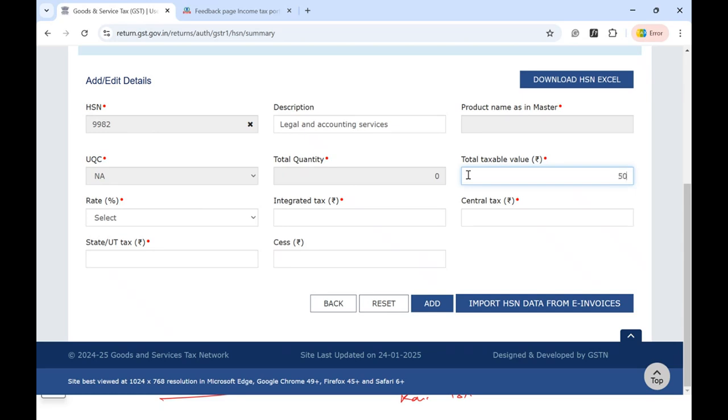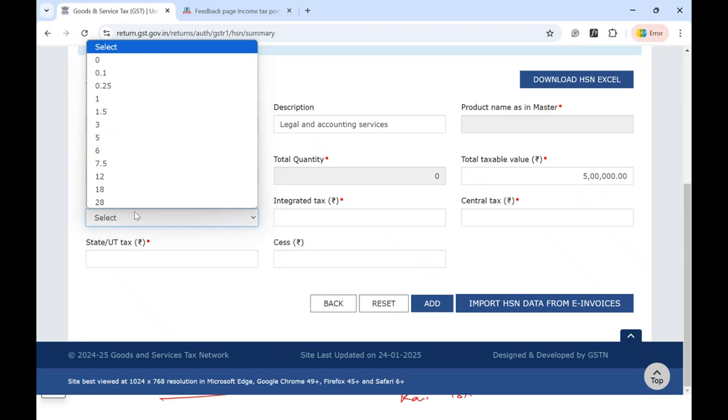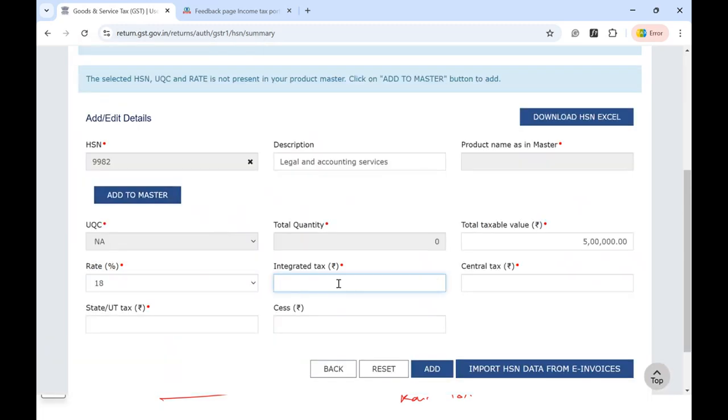Say altogether during the period I have supplied under this HSN a value of rupees 5 lakh, and the rate of tax for this is 18%. Out of this, a few supplies are interstate and a few intrastate. We are required to bifurcate this number. Say out of 5 lakh, 1 lakh supply was made in the course of interstate transaction and the remaining was intrastate. So 18,000 integrated tax would be applicable, and for the remaining 4 lakh, CGST and SGST would be applicable.